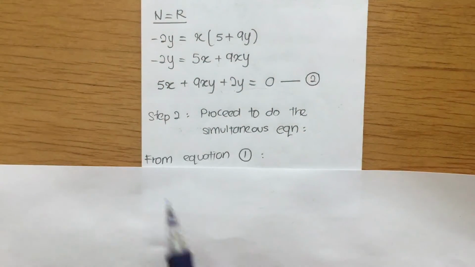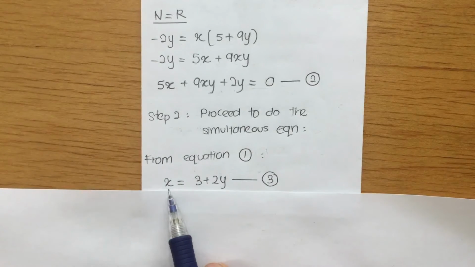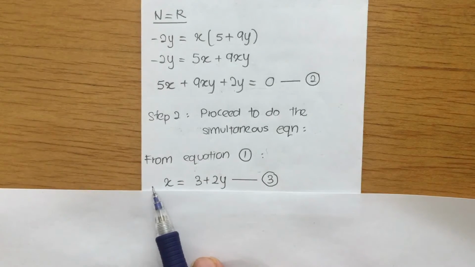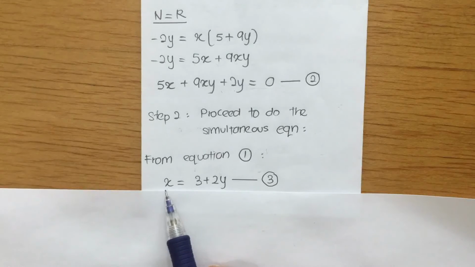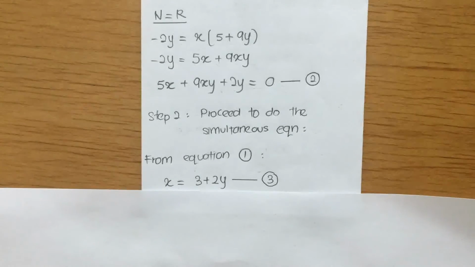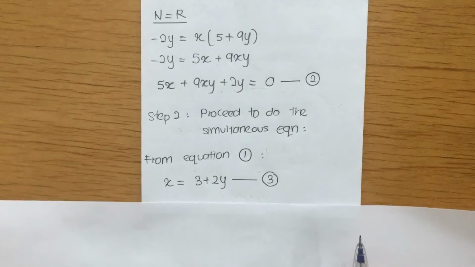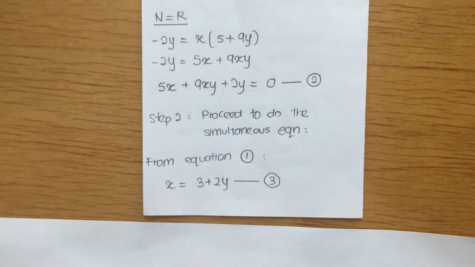From equation 1, we form an equation of x in terms of y. So the negative 2y from the left hand side, you move it over to the right hand side, it becomes positive 2y. So from here you get x is equals to 3 plus 2y. So this is your third equation. Let me turn to the next page for the remaining working. Please hold on for a moment.